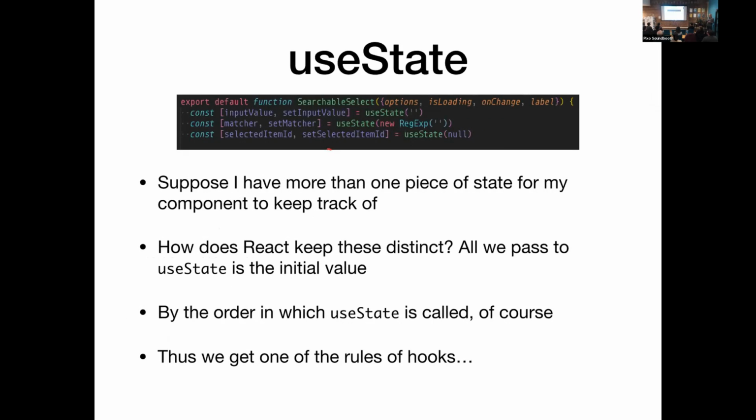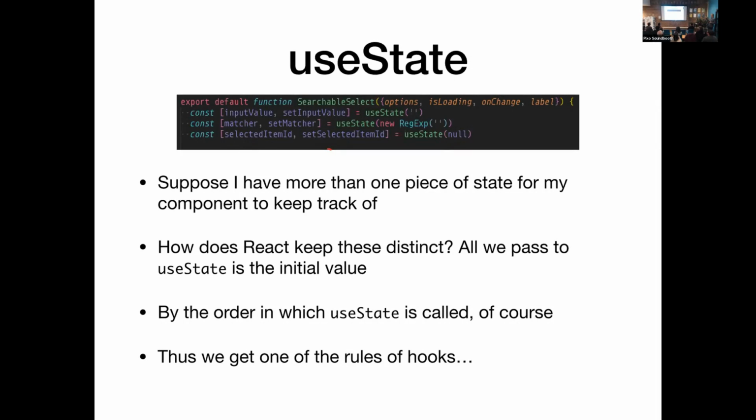All right, one little gotcha here, and this is the only real big gotcha in all of hooks. Suppose I wanted to manage three things. I have three pieces of state here: an input value, something called matcher, and something called selected item ID. Those are the three pieces of state. Here are the three setter functions for them, and here are the initial values. So now I'm asking React to manage three things for me. How is React going to keep those distinct from one another when it doesn't know what these names are? Those names are local to my function. React has no idea what they are.